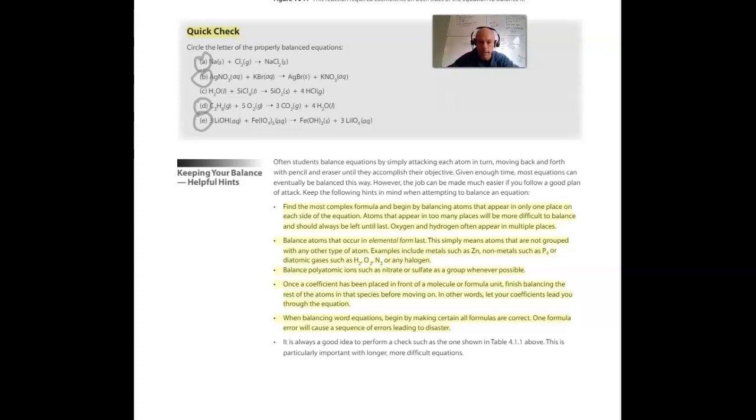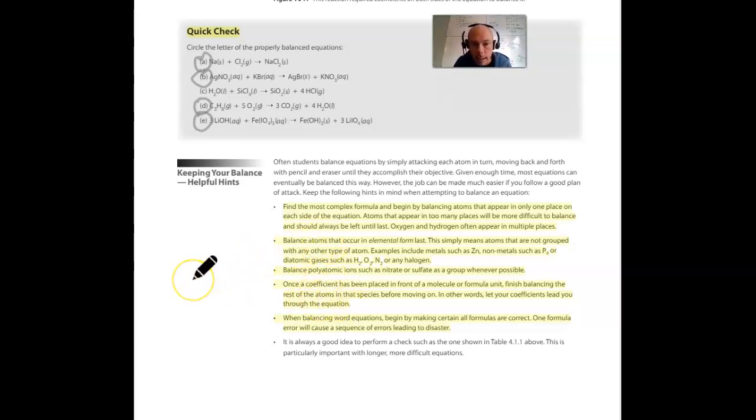It's the second half of that statement that matters the most. Begin by balancing atoms that appear in only one place on each side of the equation, or are in only one reactant and in only one product. Atoms that are in more than one reactant or more than one product are trickier to balance, and they tend to get balanced through the balancing of other atoms. And we'll model this for you in just a little bit.